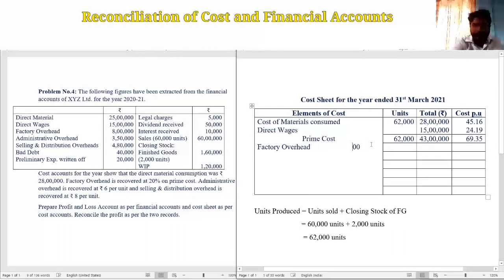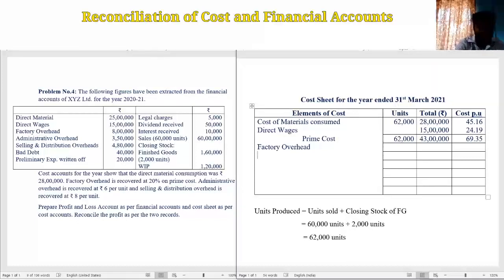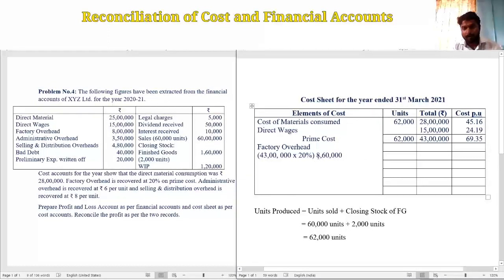How to calculate factory overhead? It is 20% on prime cost. What is 20% of 43 lakh? 43 lakh into 20%, that is 8 lakh 60,000. This is the factory overhead as per the costing books.